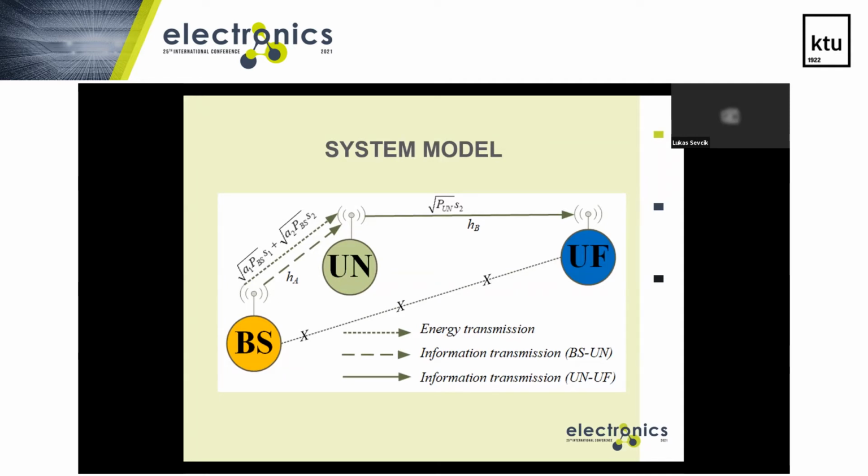The near user operates in relay mode with the far user and is powered with the energy harvested from the base station. Additionally, we denote the distances between the base station and the near user, and between the near user and the far user, as DA and DB, with complex channel coefficients HA and HB between these nodes.